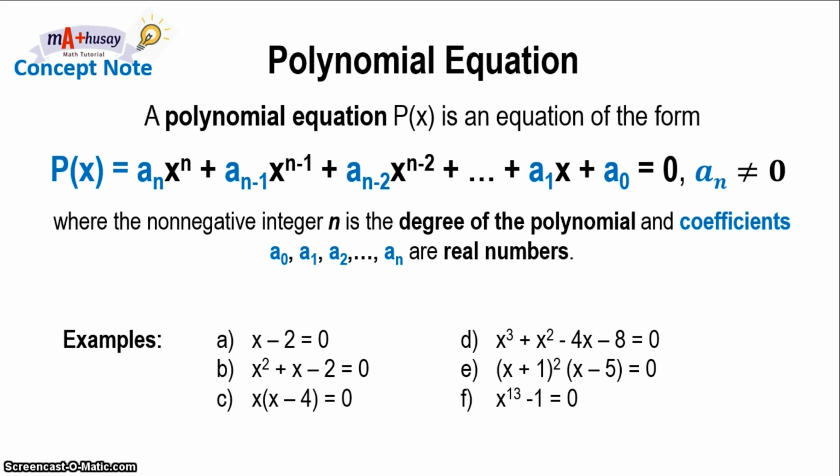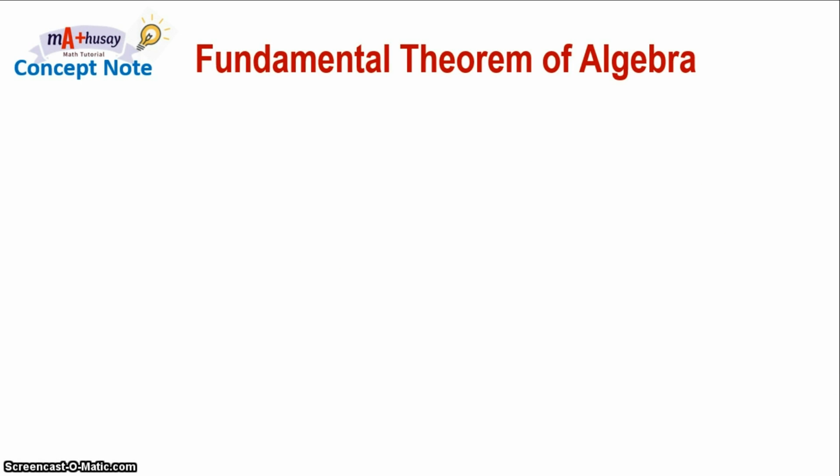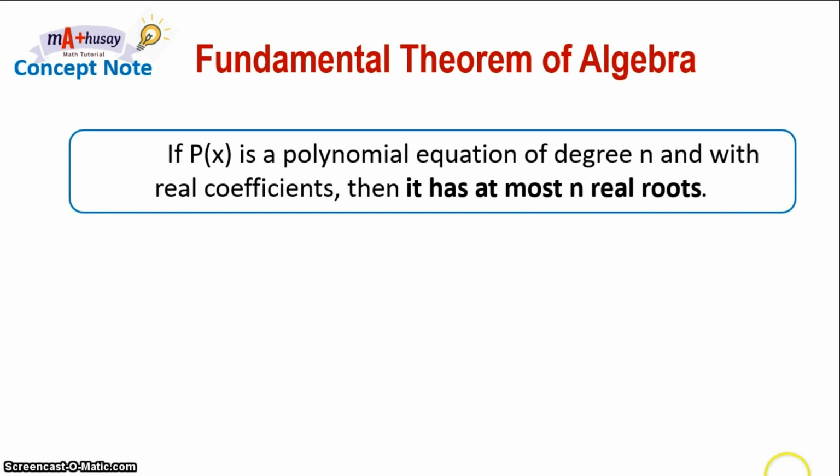This time, let's talk about the fundamental theorem of algebra. The fundamental theorem of algebra tells us that if P of x is a polynomial equation of degree n with real coefficients, then it has at most n real roots. So by merely looking at the degree of the leading term, we can right away tell how many real roots it has. So let's consider these examples.